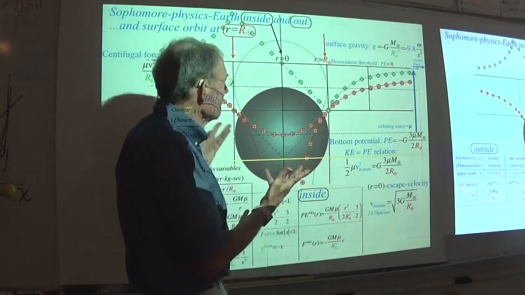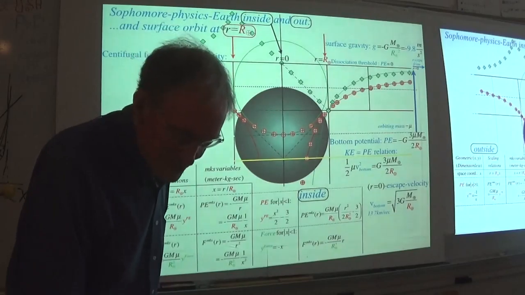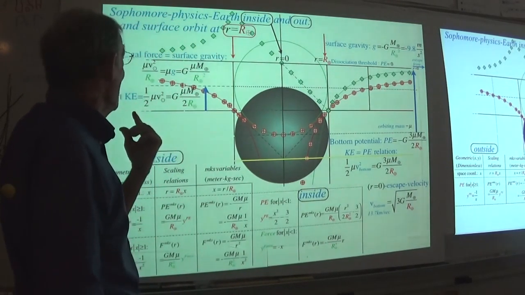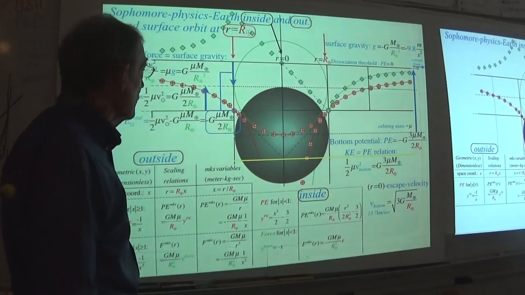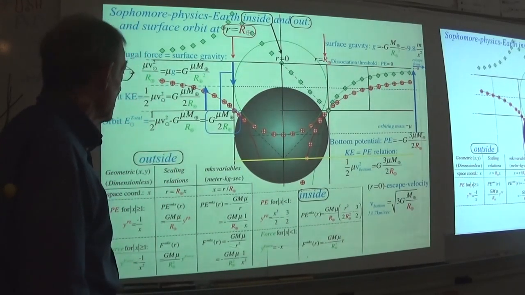No textbook points this out. This is so cool. Three steps to heaven, or three steps to hell if you're going the other way. And so there's the kinetic energy that you would have in that orbit. These are all things that are easy to get. No calculus involved here, just algebra.